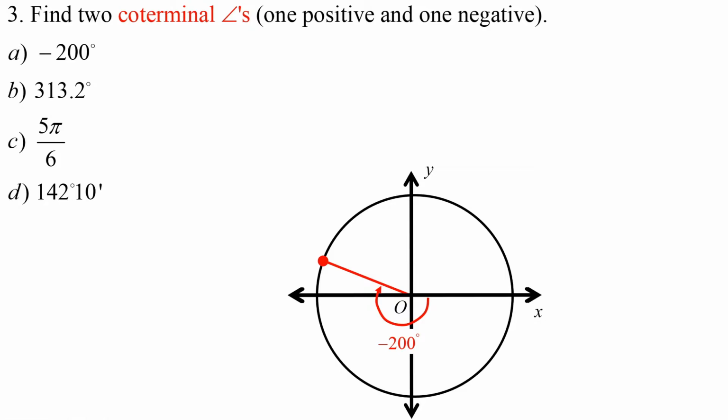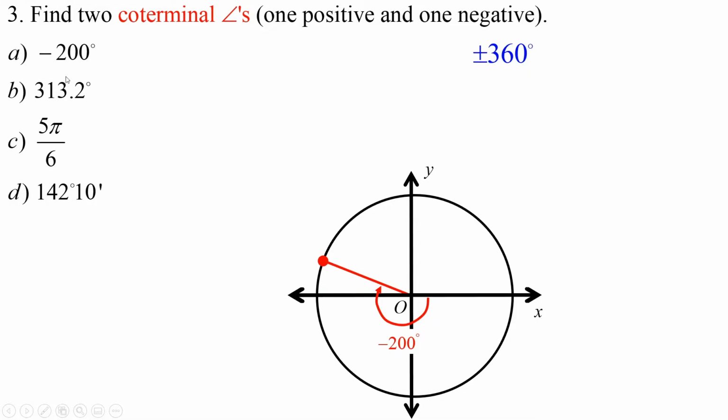Now watch how easy this is. I need two coterminal angles that are equivalent to negative 200 degrees. That means they're angles with a different measure, but they have the same terminal ray right here. So the easiest way to do that would be to add and subtract 360 from that negative 200. So I'm going to go minus 360 degrees and then plus 360 degrees.